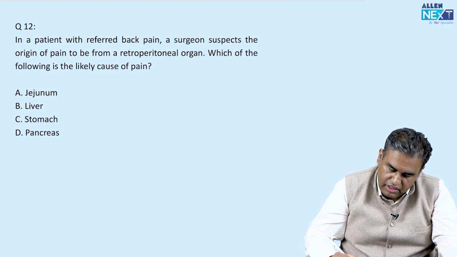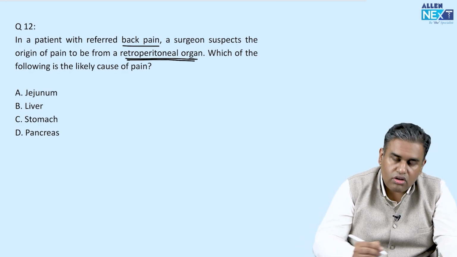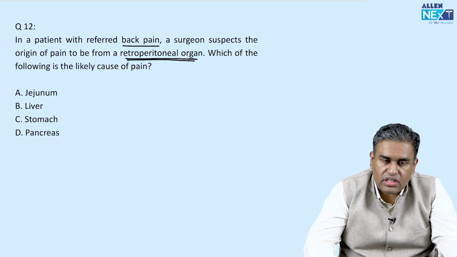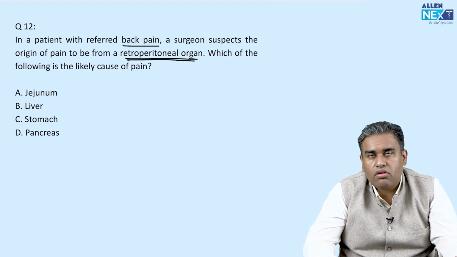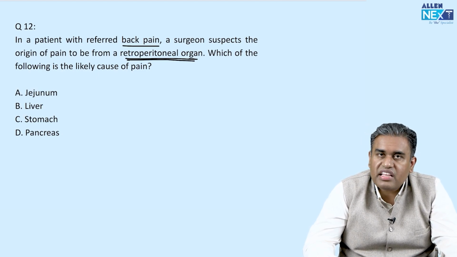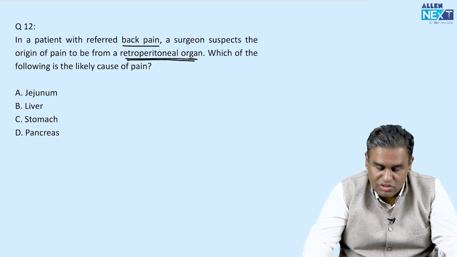In a patient with referred back pain, a surgeon suspects the origin of pain to be from a retroperitoneal organ. The organs which are only covered anteriorly by the peritoneum and which are more or less fixed to the posterior body wall are known as retroperitoneal organs. For example, the kidneys, the ureter, the aorta, the IVC, the pancreas, the duodenum, the ascending colon, the descending colon. These are basically all retroperitoneal organs. I just named a few, most of them.